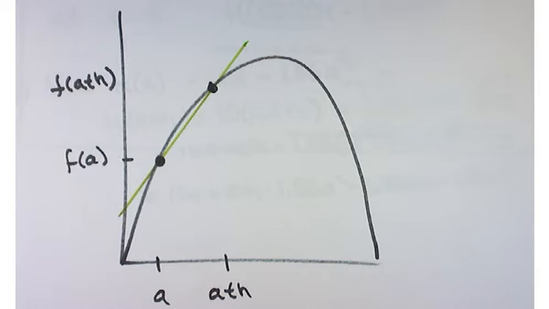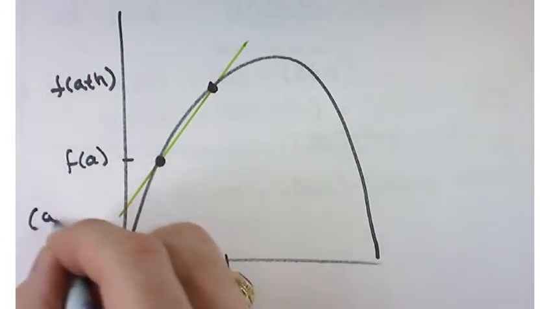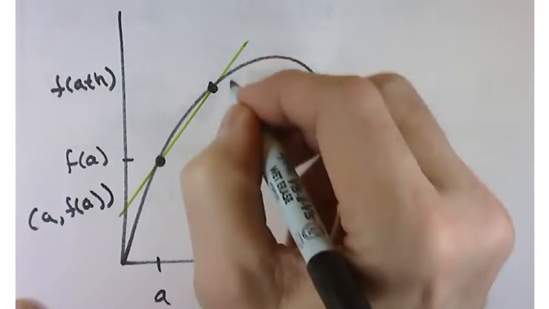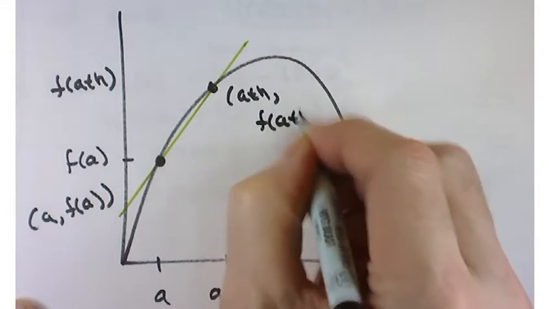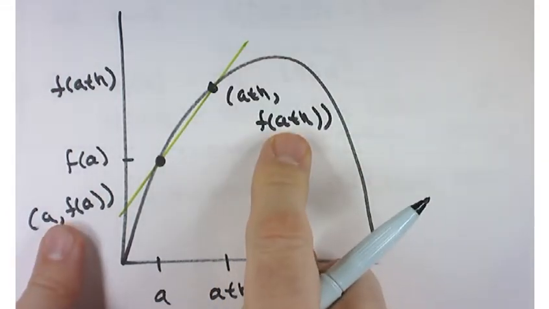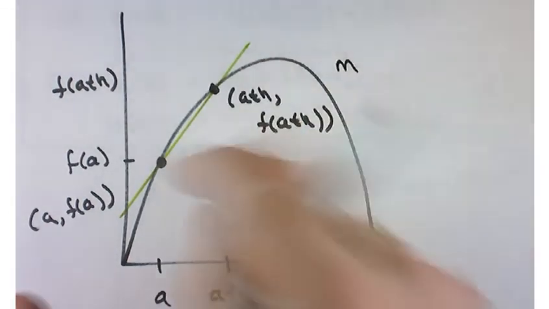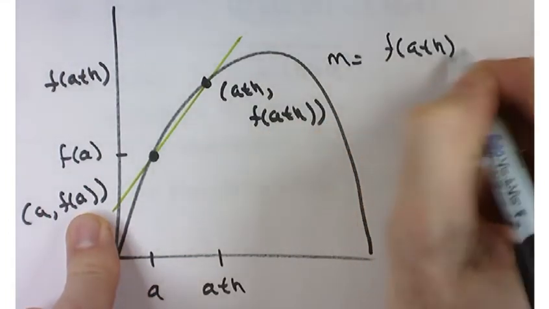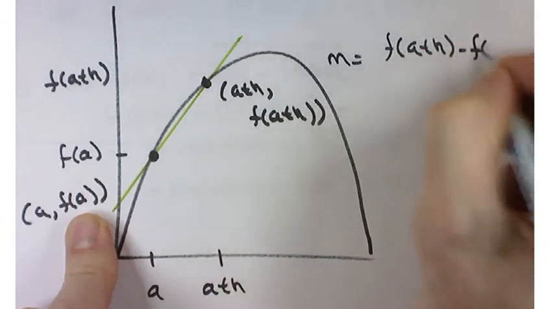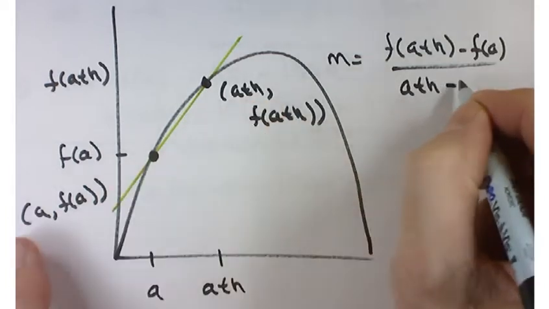Now how do you find the slope of a line? Well, these two points have coordinates of a and f of a, and over here, a plus h and f of a plus h. You can find the slope of the line just like you would in any case. It's going to be the difference in the y coordinates, so f of a plus h minus f of a, divided by a plus h minus a.